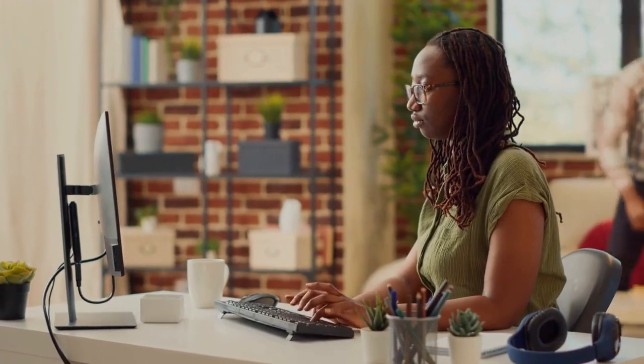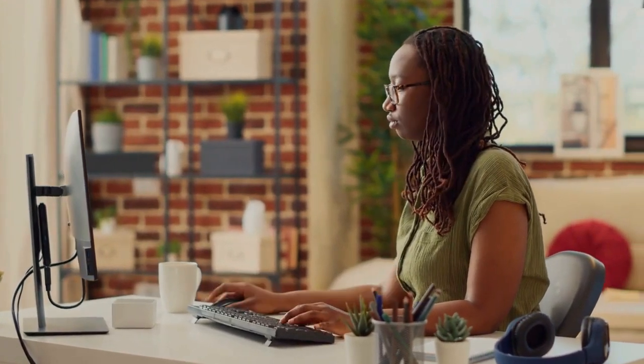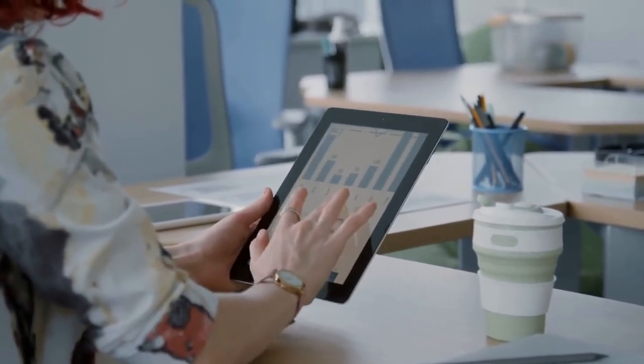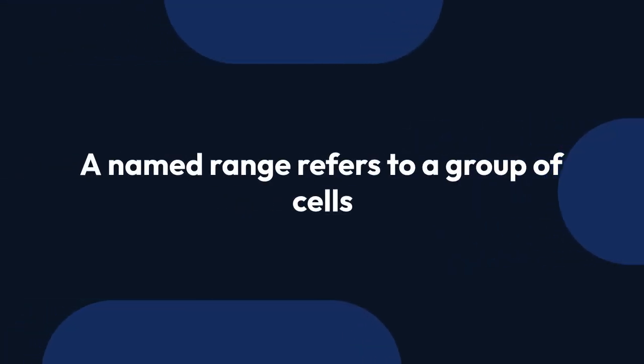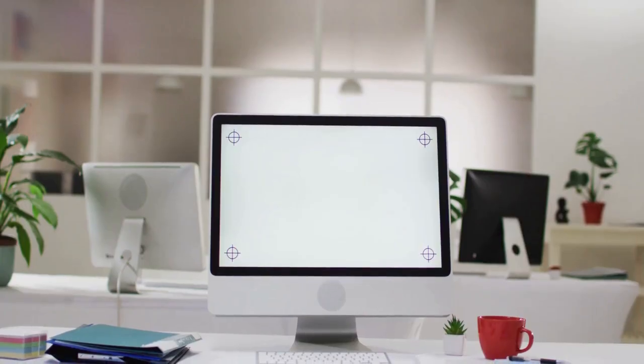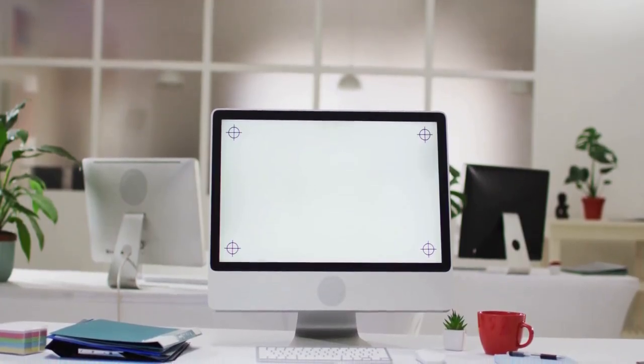This makes your formulas much more readable and easier to understand. You can use this name in formulas or charts, and it will refer to those specific cells. Remember that a named range refers to a group of cells, not a single cell itself. You can't name a single cell independently from any others using this method.